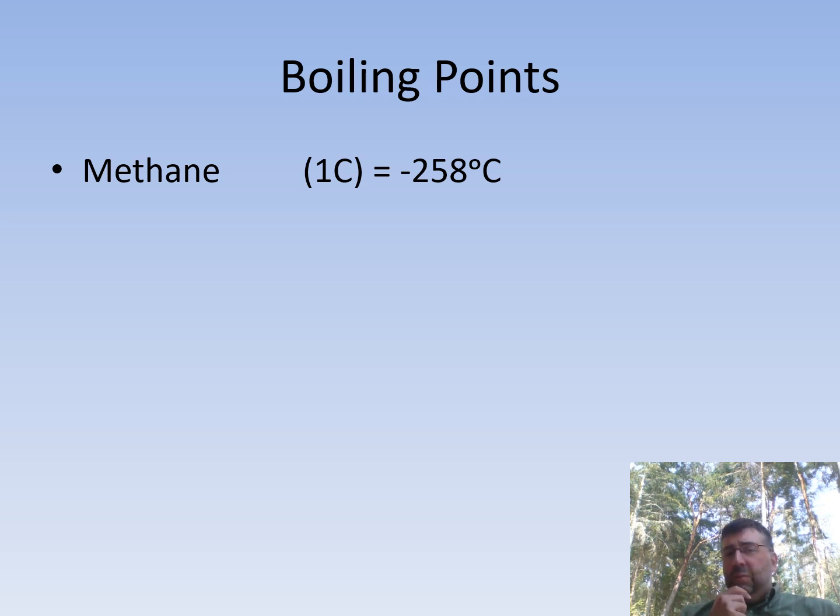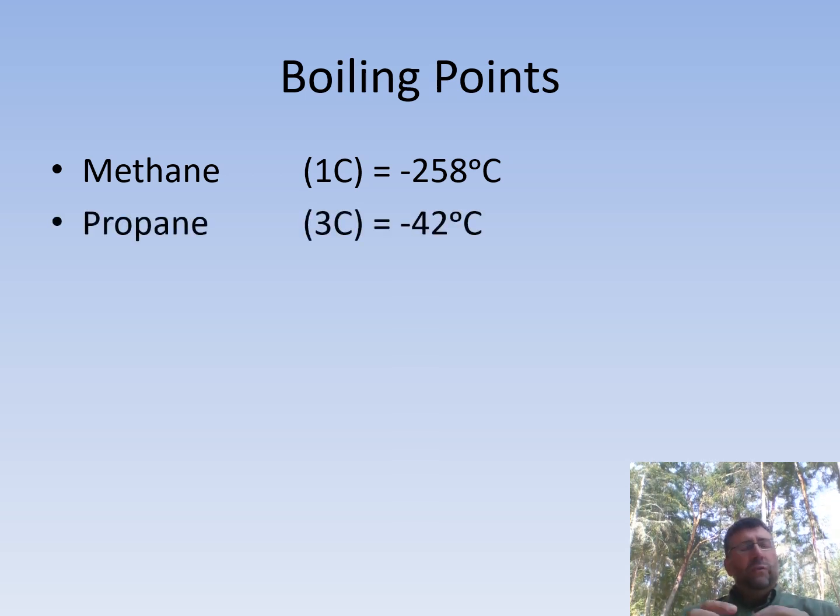Okay, so let's take a look at some other examples. So here's methane, and all of these are going to be chains of carbons. These are all nonpolar molecules that are chains of carbons with hydrogens attached. Methane contains 1 carbon, and it has a boiling point of negative 258 degrees Celsius. That's incredibly cold. In fact, even under pressure, it's hard to turn methane into a liquid, which is why, if you have natural gas delivered to your home, which is methane, it's delivered as a gas. It's not delivered as a liquid.